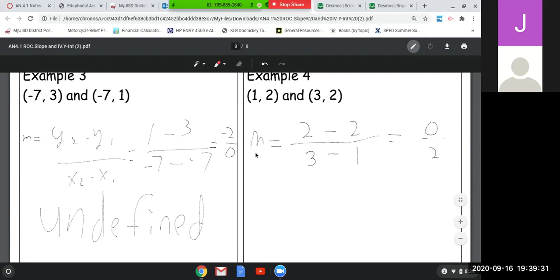Notice the difference here. This was a -2 over 0, which is undefined. This ends up being 0 over 2. Well, let's think about it. 0 divided by 2. Dividing by 2 is cutting something in half. Okay? If you cut 0 in half, what have you got? You still got 0. Okay? Or if I had no cookies, how could I split them between 2 people? It's fair. They both get the same thing. They both get 0. So this one, the slope, just equals 0.